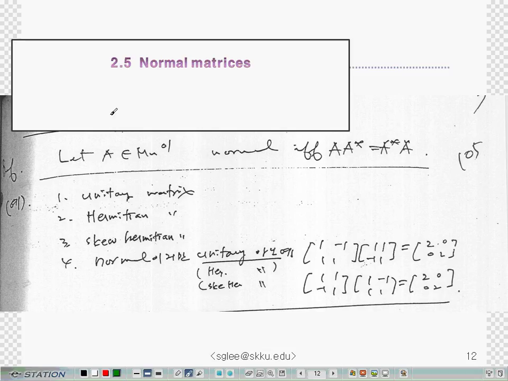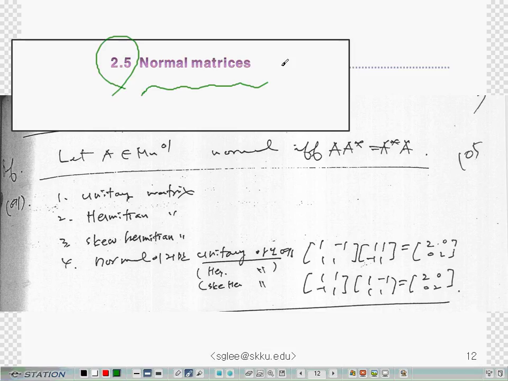Okay, the next section is about normal matrices. Any questions before we go through? So, yeah, we have studied Schur's theorem, the various versions of Schur's theorem, and the applications of Schur's theorem. Now, we're going to start normal matrices, which is a very interesting class of matrices.